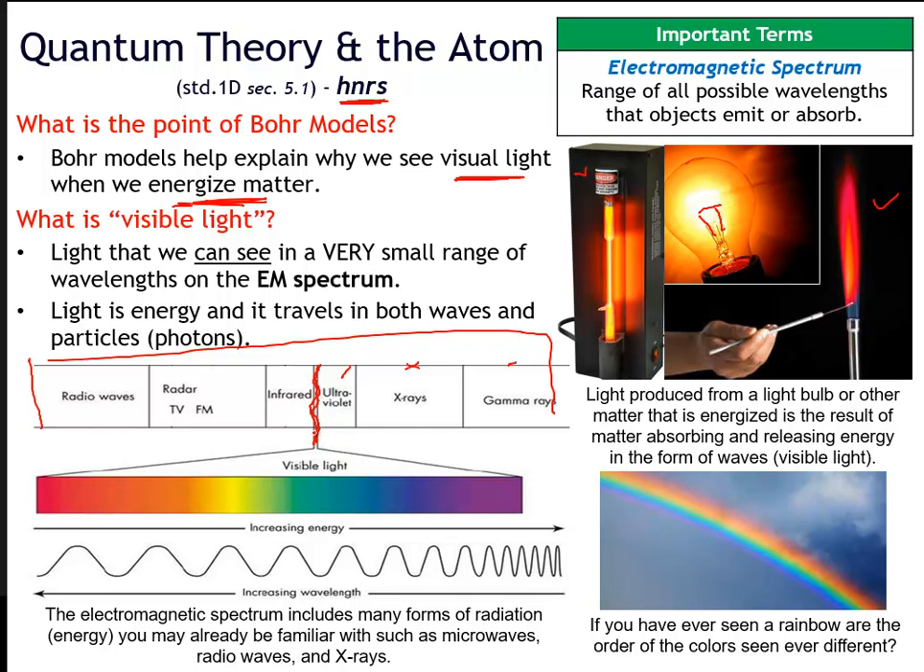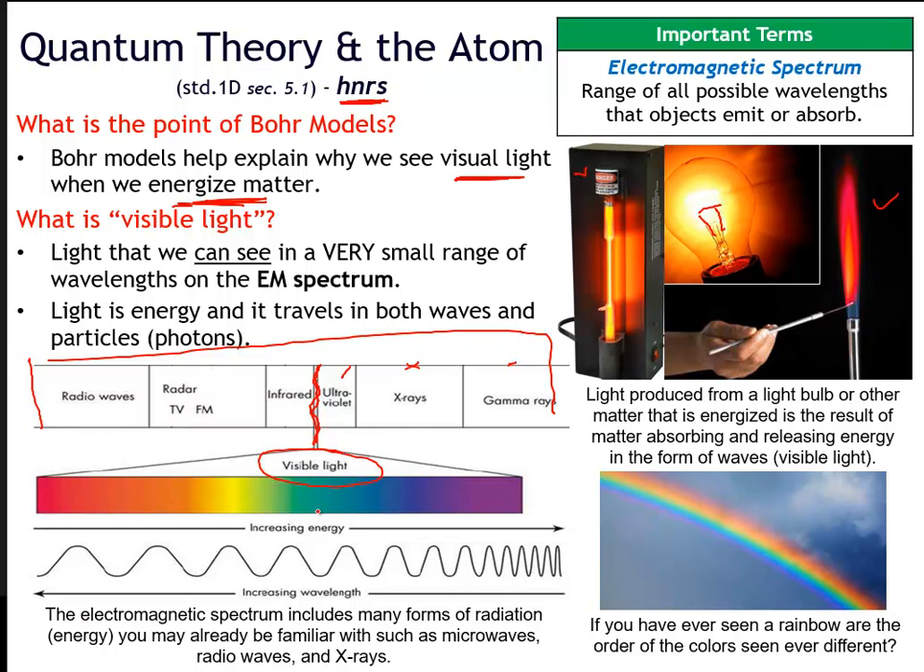And that light is energy and travels in both waves and particles. Now, I give you a picture here of what waves are, and we'll talk about that shortly, but I just want you to take a look at how small the range is that our eyes can detect, that we can physically see, when compared to the entire electromagnetic range. And for all intents and purposes, for this class, we just want to understand more about the visible light, right?